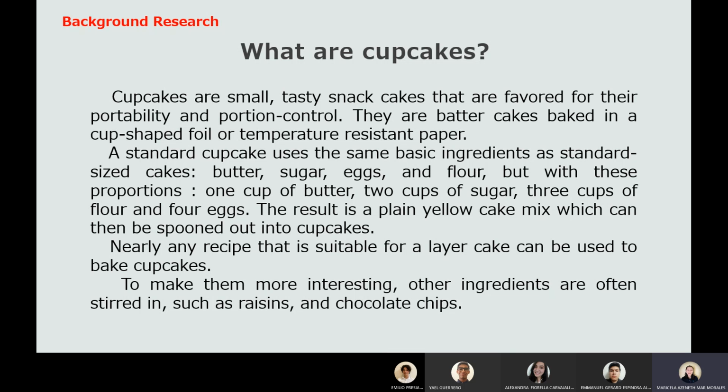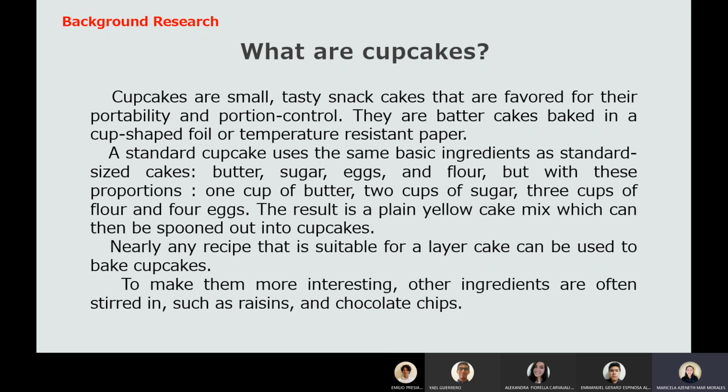Cupcakes are small, tasty snack cakes that are favored for their portability and portion control. They are butter cakes baked in a cup-shaped foil or temperature-resistant paper. A standard cupcake uses the same basic ingredients as standard-sized cakes: butter, sugar, eggs, and flour.